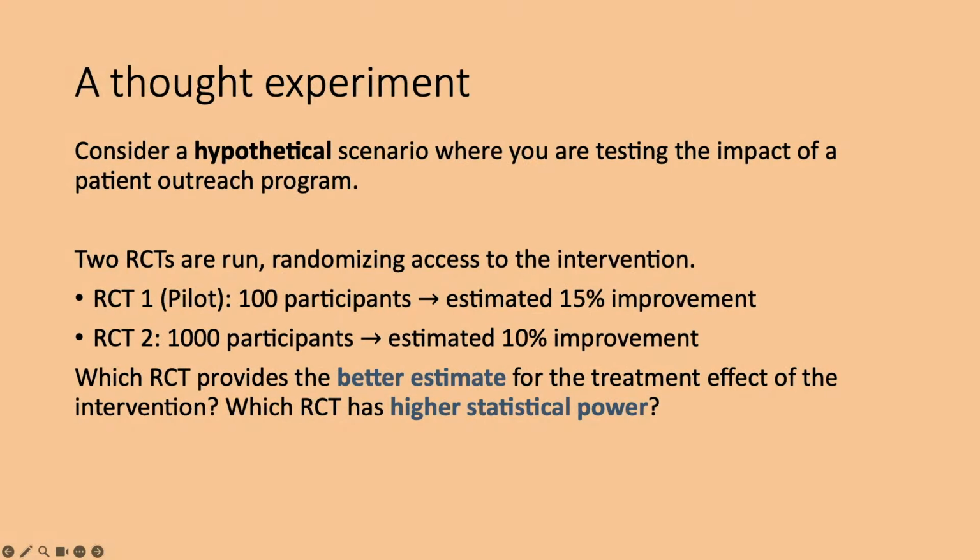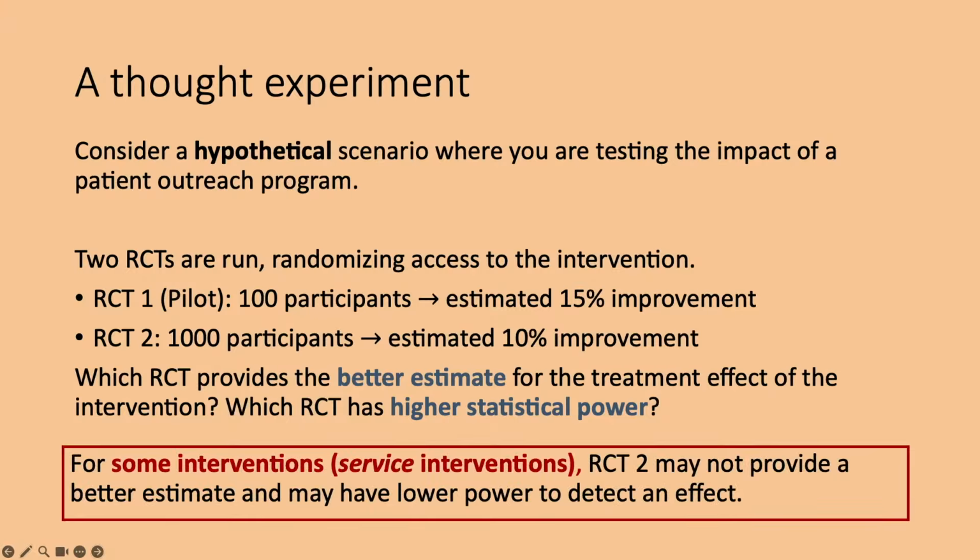You have more people, your estimates are less noisy, this is all well and good. And I can also ask you which of these RCTs has higher statistical power. You would probably also say the second one. So in general, our intuition from most experiments that we run is that these larger experiments with more participants are strictly better. But what we end up showing in our work is that actually there's a class of interventions that we call service interventions where all of this intuition is no longer true.